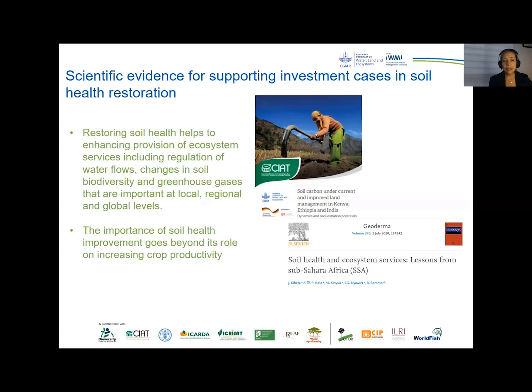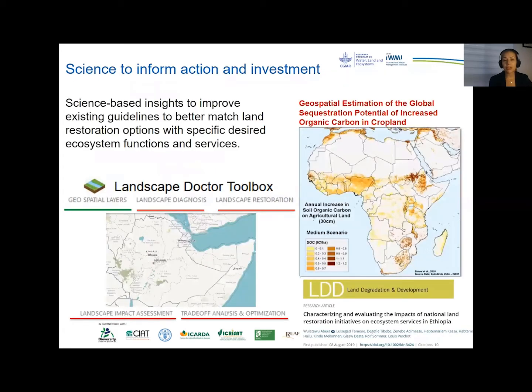My next message has to do with the importance of science to inform action and investment. As restoration delivers multiple benefits and there is a diversity of management practices to restore soils and landscapes, there is a critical need to start moving from general restoration investments toward investments that are more targeted, depending on the priority benefits. And those priority benefits change from one site to another. In this sense, science is needed to develop tools that help better match restoration actions with the benefits of interest for the different stakeholders.